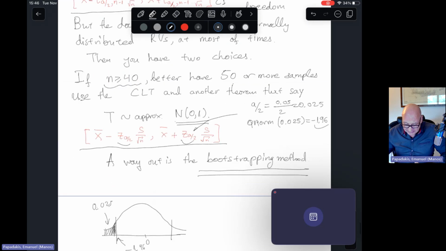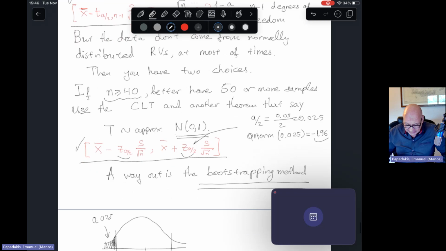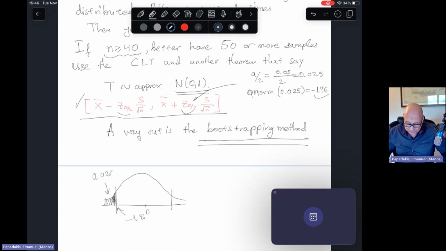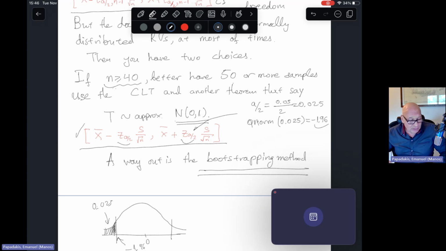If not, then you have to go to a contingency plan. One is if you have a big sample size, then you will use the variant of the central limit theorem. This is your confidence interval, but I also tell you to do the bootstrapping. Now, if you don't have that requirement, if your sample is still small, and you don't have normal distribution, you cannot ascertain that, then bootstrapping is your only available method.